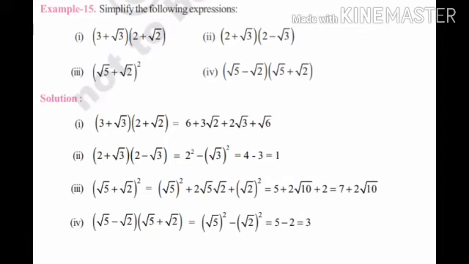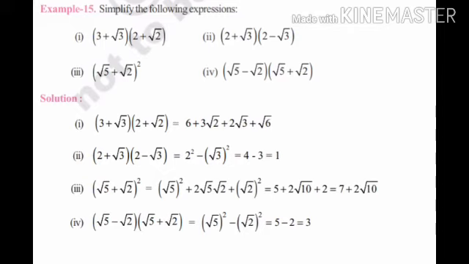Solution for third question, root 5 plus root 2 whole square. We know that a plus b whole square is equal to a square plus 2ab plus b square. Here a value is root 5 and b value is root 2, that is equal to root 5 whole square plus 2 root 5 into root 2 plus root 2 whole square. Here cancel the root and square. Therefore 5 plus 2 root 10 plus 2. Add like terms. 5 plus 2 is equal to 7 plus 2 root 10.